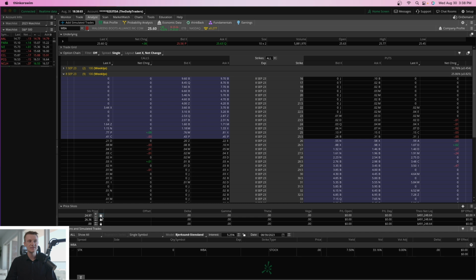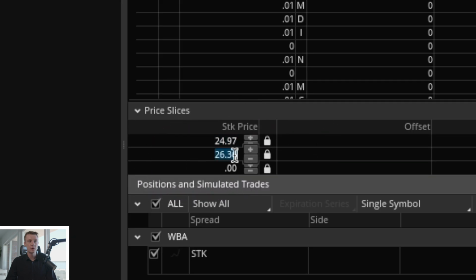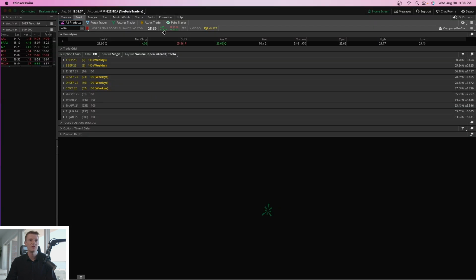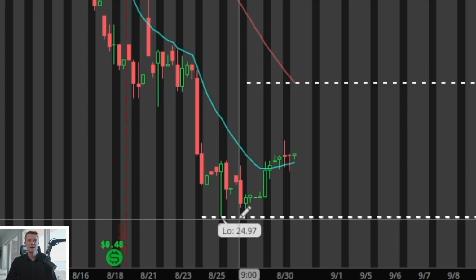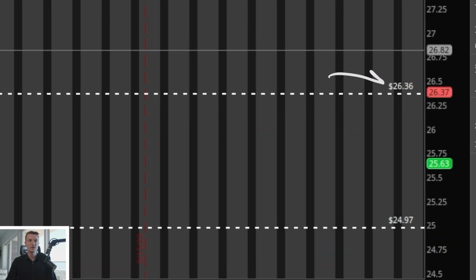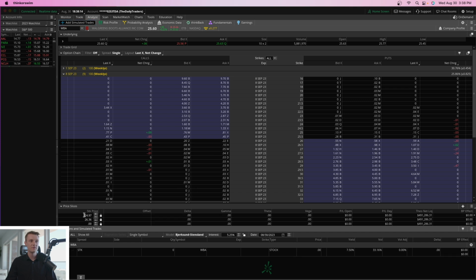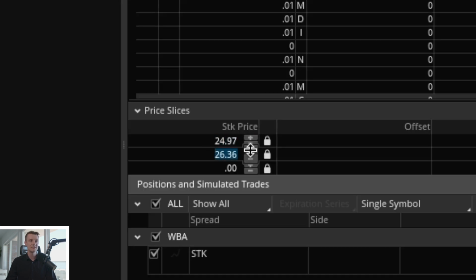So under price slices, these are the levels we're going to want to set. 24.97 is going to be our take profit, and 26.36 is going to be our stop loss. So I've gone ahead and put in 24.97 and 26.36, and then I've just zeroed out this last column.